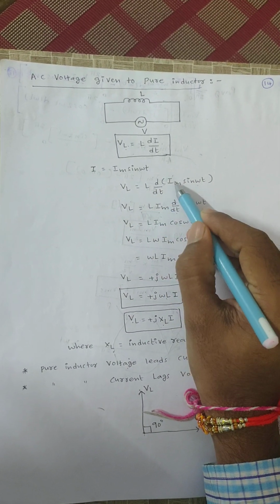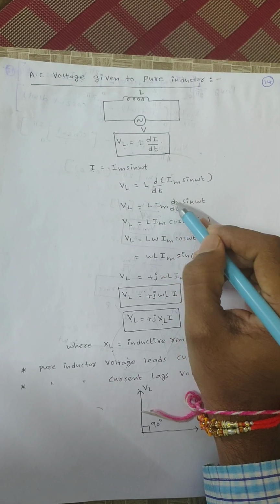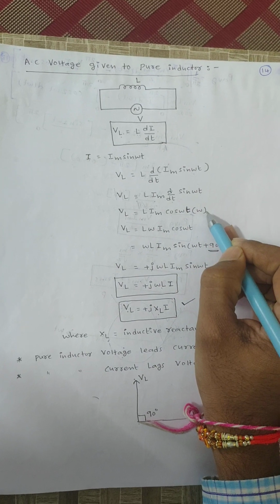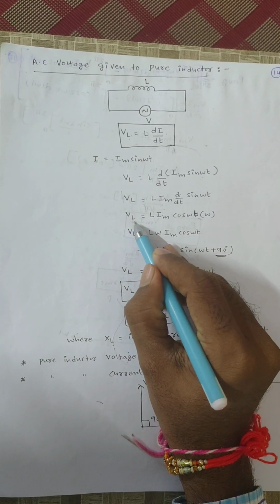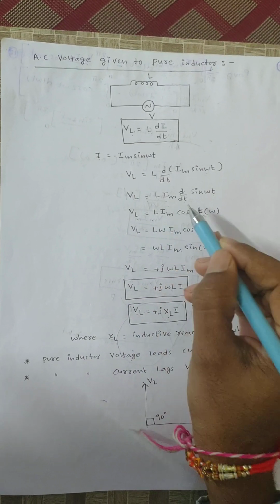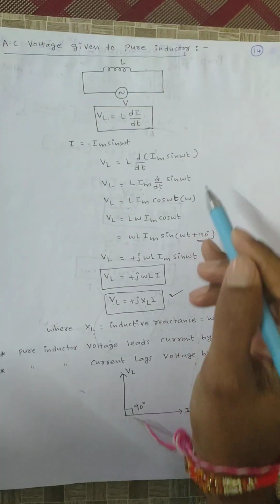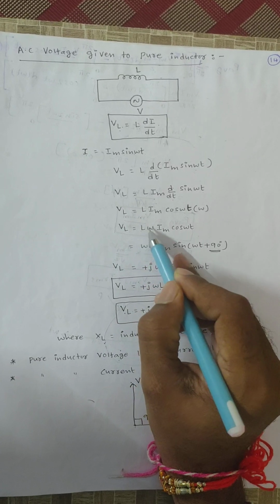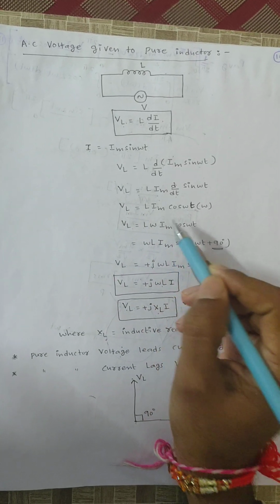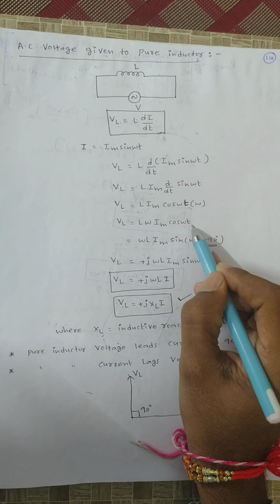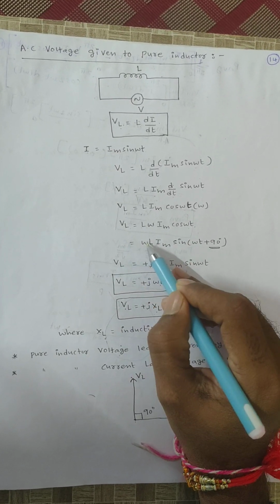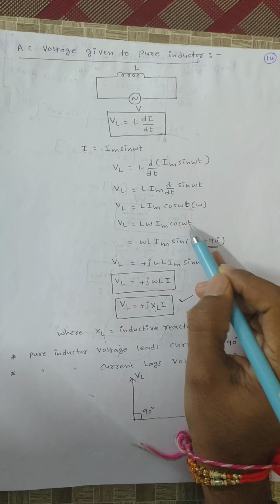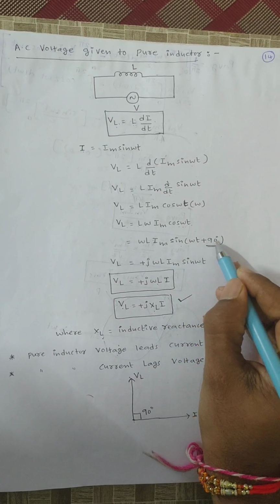That is L into, here Im is constant, d by dt of sin omega t will be cos omega t into omega. Then the voltage across the inductor is L into Im into cos omega t into omega, that is L into omega into Im into cos omega t. This value can be written as omega L into Im into sin of omega t plus 90.